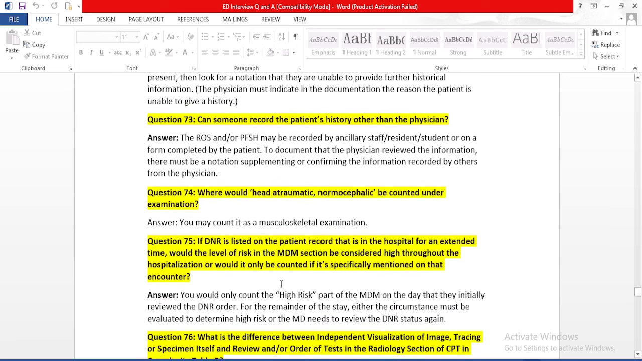Next question. Can someone record the patient's history other than the physician? The ROS and PFSH may be recorded by ancillary staff, residents or students, or on a form completed by the patient, but the documentation mainly of HPI, physical exam and assessment needs to be confirmed by the physician. Assessment is very essential. It must be provided by the physician.